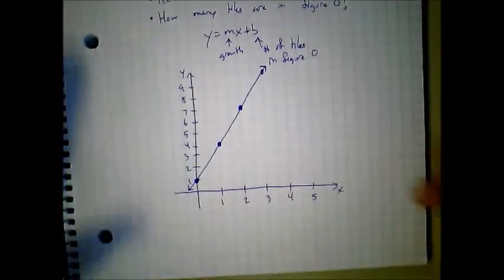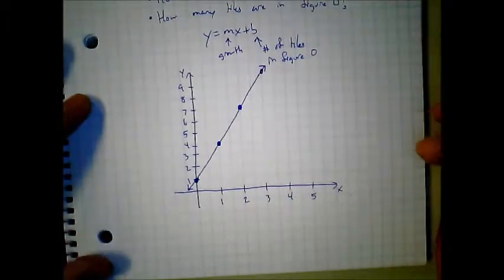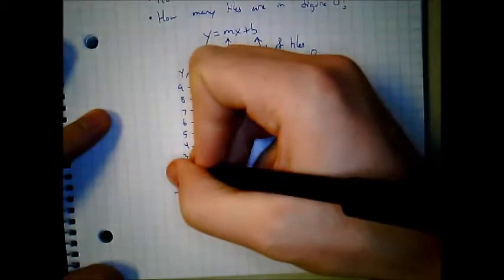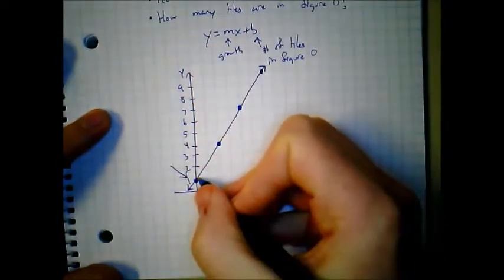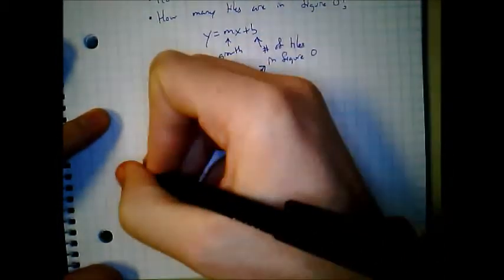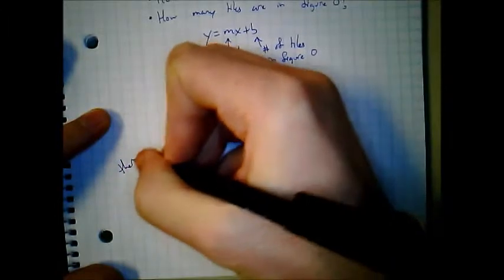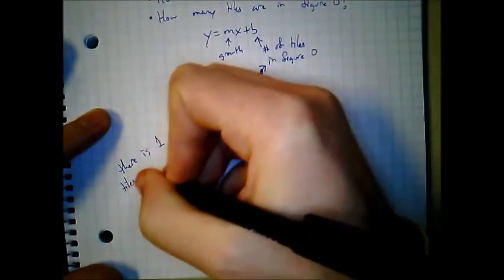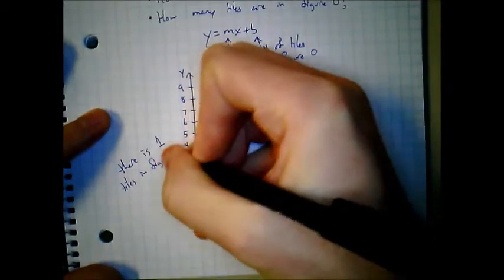So the second question is actually very easy. How many tiles are in figure 0? Well, our y-axis is figure 0. So we look right here. This means there is one tile in figure 0.